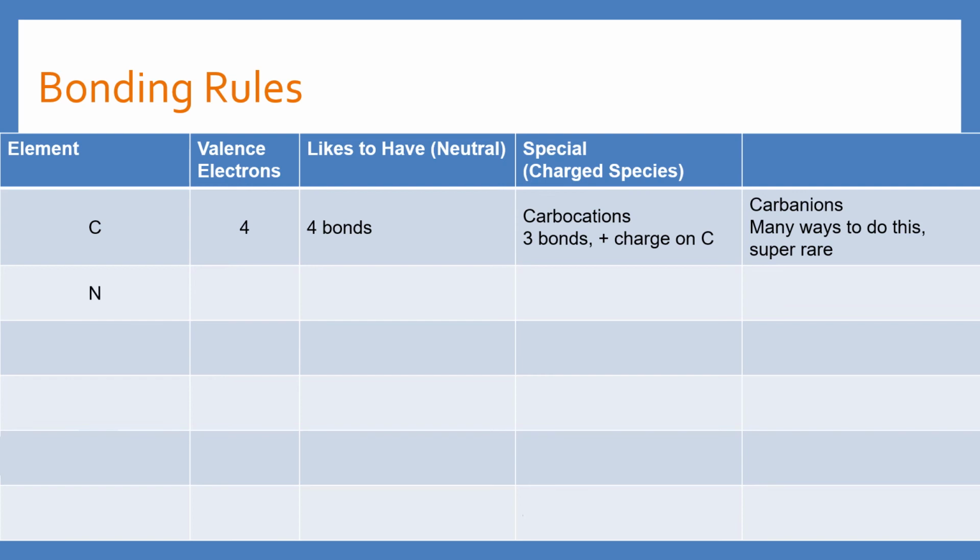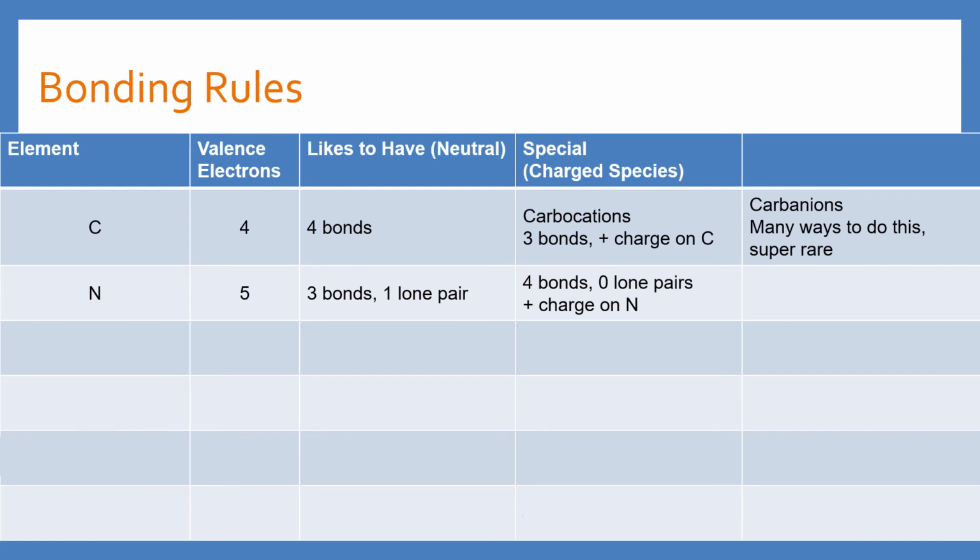The next element is nitrogen. Nitrogen comes with 5 valence electrons. When nitrogen is neutral, it has 3 bonds and 1 lone pair. And I want to remind you that 3 bonds can mean 1 single bond and a double bond, or it can mean 1 triple bond. But it just has to be 3 bonds in some way and 1 lone pair. That's how nitrogen can be neutral.